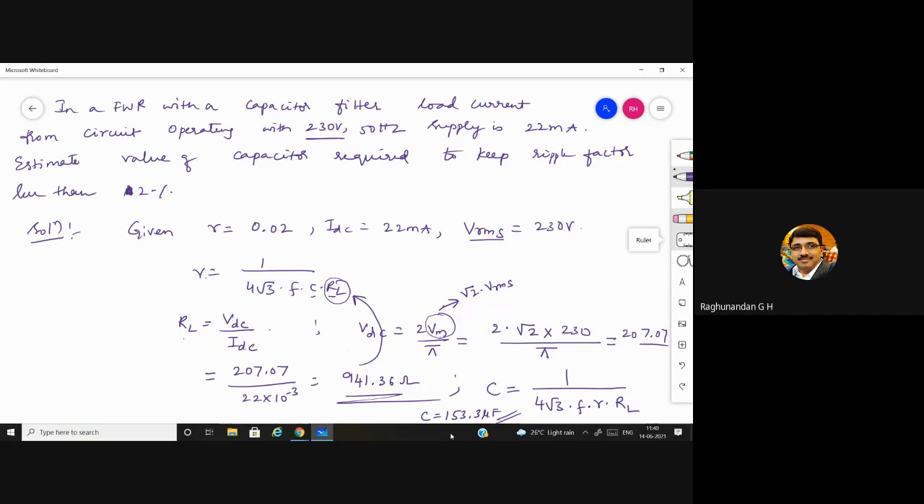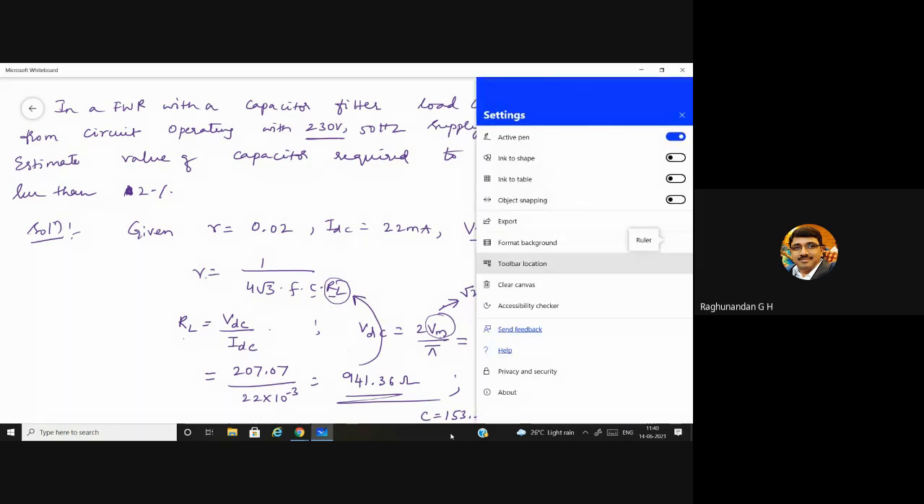So this is the formula. This is the problem which we are having.